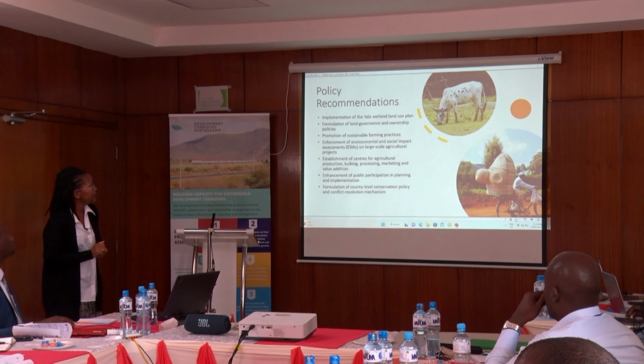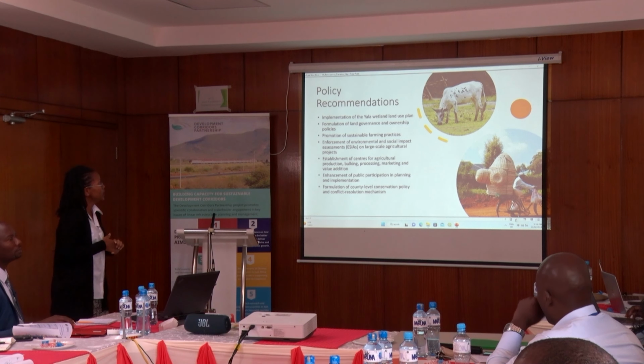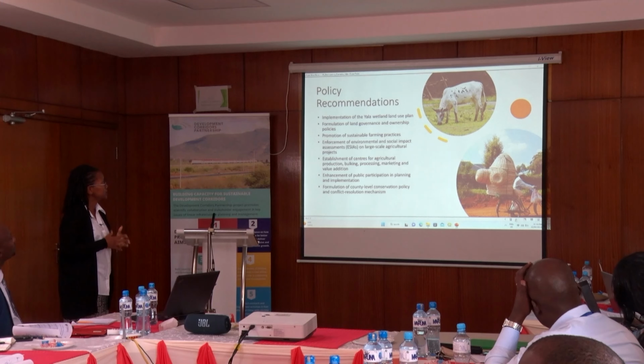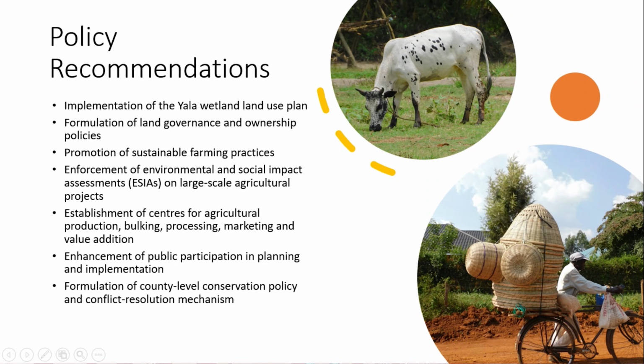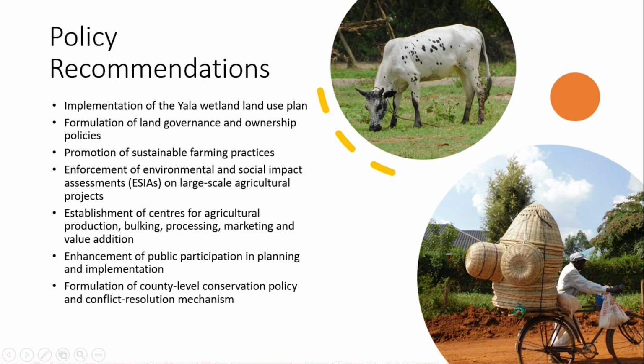have been done. Then finally, because we presented some policy recommendations under each scenario, this is what actually came from the stakeholders themselves. Implementing the wetland land use plan, formulating land governance and ownership policies, sustainable farming, enforcement of SCR practices, especially for these large-scale agricultural projects like the one that's happening in Ghana, establishing centers for agricultural production, enhancing public participation, and formulating county-level conservation policy and conflict resolution mechanisms.